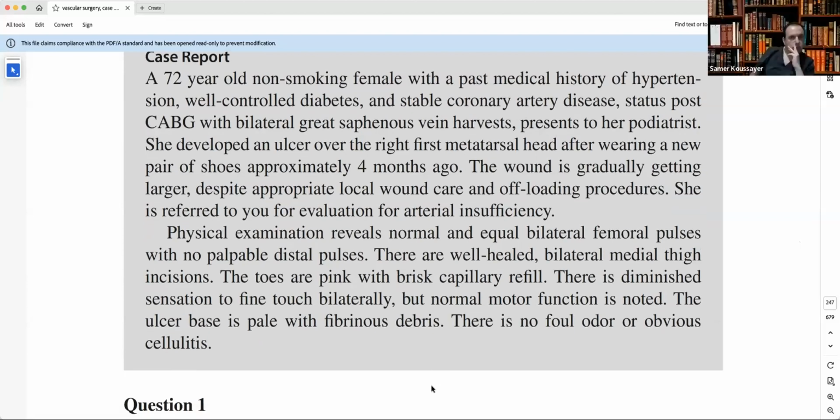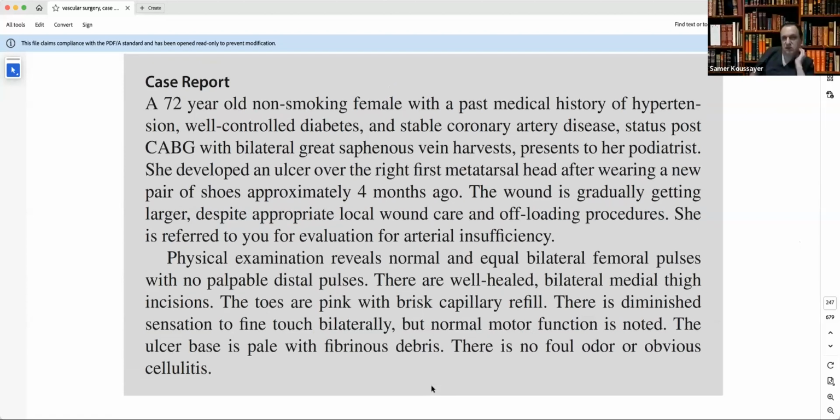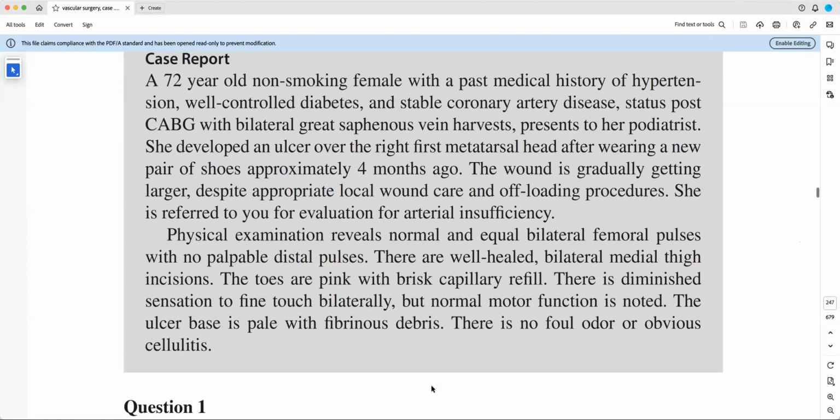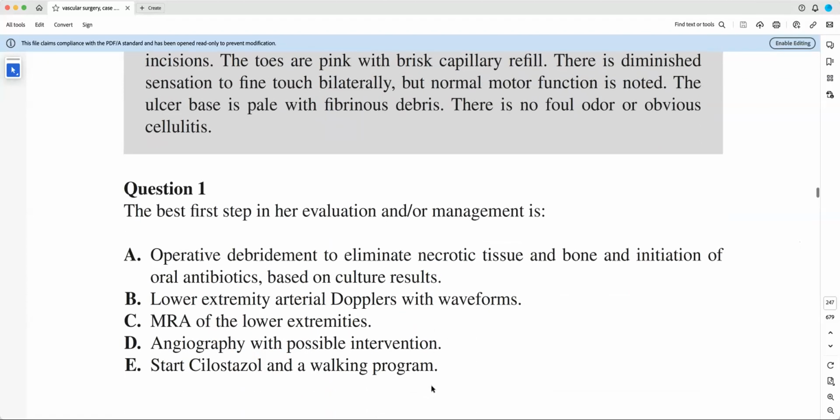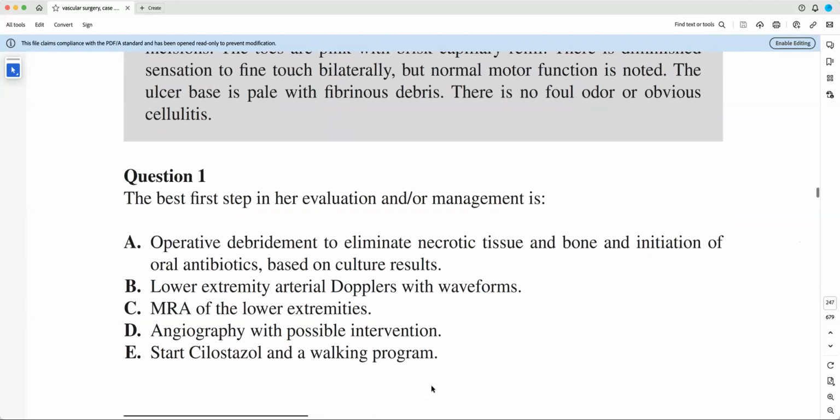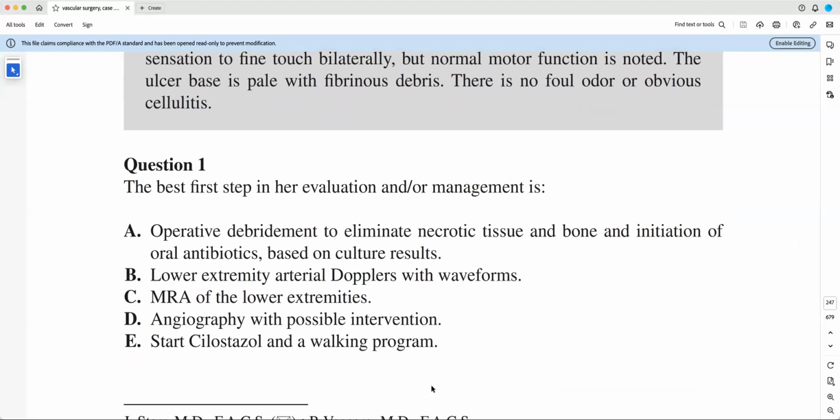Okay, so this patient is 72 with an ulcer, and maybe she has a vascular problem, a minor tissue ulcer with CLTI, maybe. The best first step in her evaluation and management: A, operative debridement to eliminate the necrotic tissue and the bone infection, and oral antibiotics based on the culture result. I think they did already local wound care.